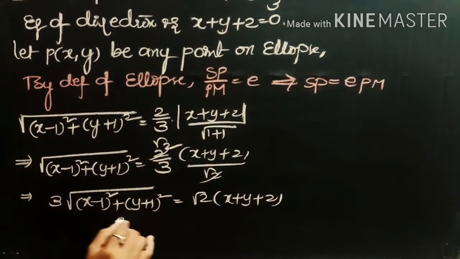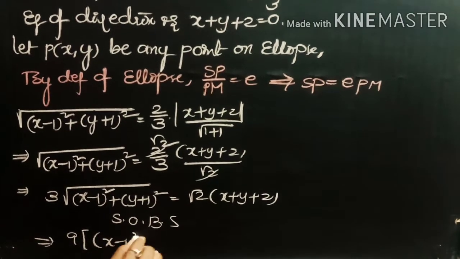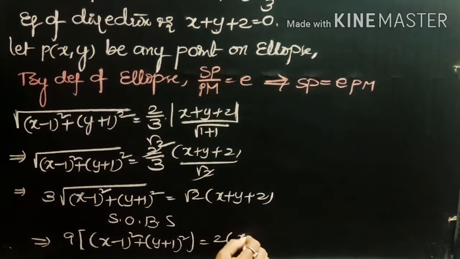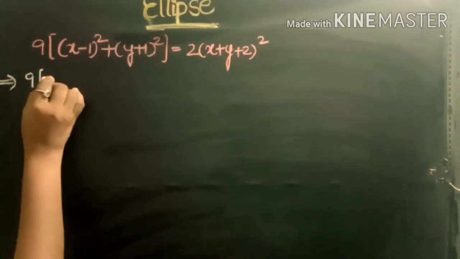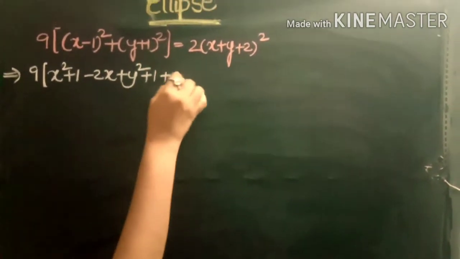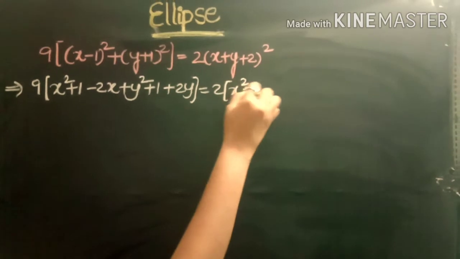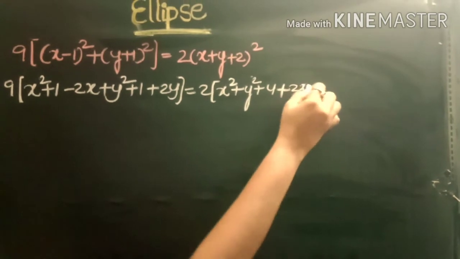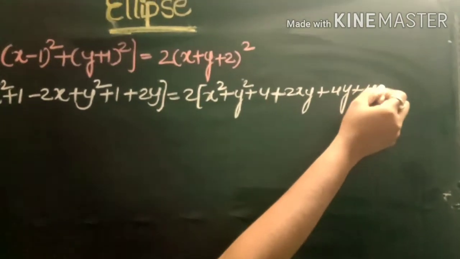Now squaring on both sides, we get 3 squared, that is 9, into (x - 1) squared plus (y + 1) squared is equal to root 2 squared, that is 2, into (x + y + 2) squared. Now we take the expansions here. This is x squared plus 1 minus 2x plus y squared plus 1 plus 2y, equal to 2 into the expansion of (a + b + c) squared: a squared x squared plus b squared y squared plus c squared 4 plus 2ab 2xy plus 2bc 4y plus 2ac 4x.